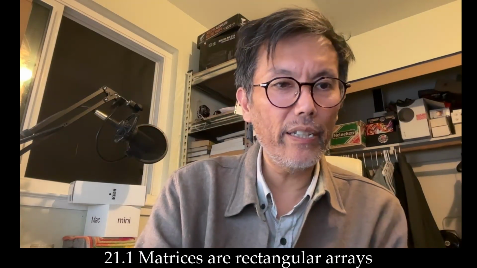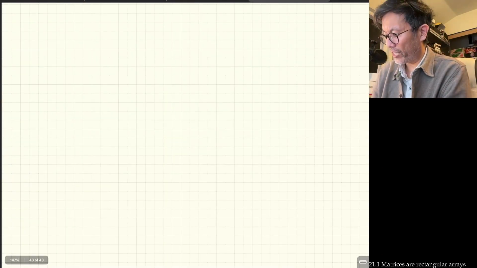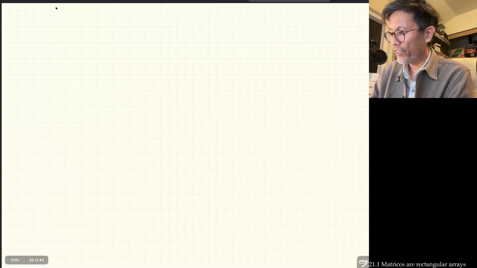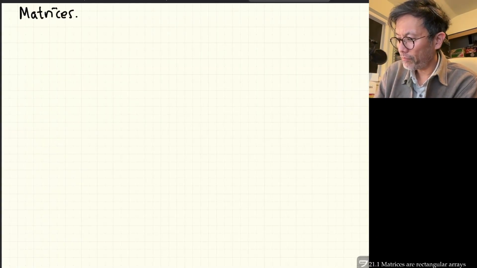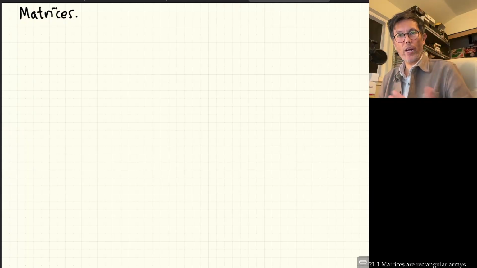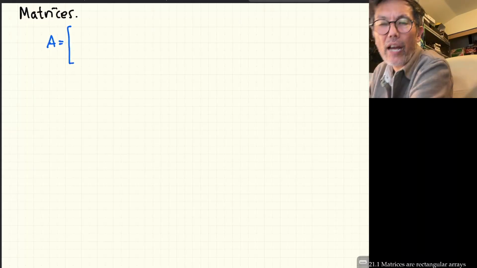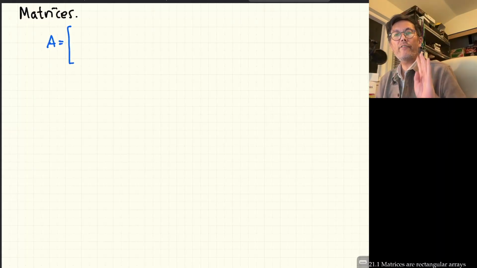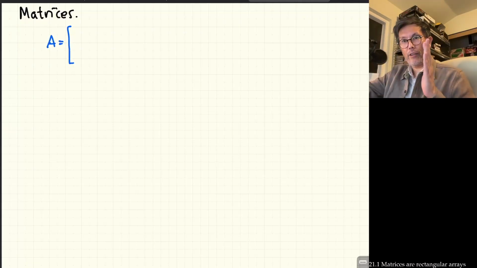So first of all, what is a matrix? It's just a rectangular array of numbers. It's very simple, okay? Nothing too fancy. So we're talking about matrices here. And let me write out for you a matrix which we'll call A. This matrix A I will take to have maybe 3 rows and 4 columns. So I'm going to write out a 3 by 4 matrix.